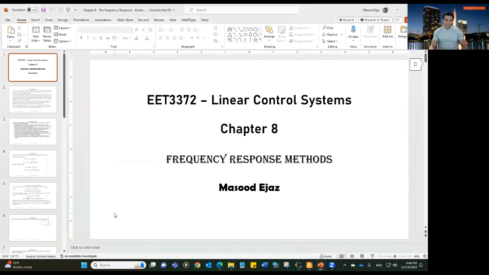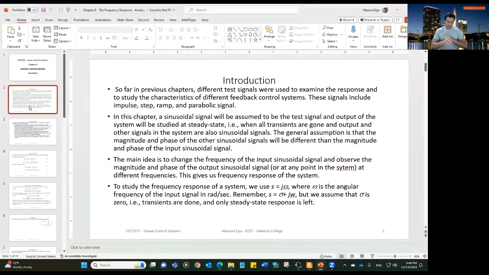Chapter 8, frequency response methods. So far the input signals that we were using, you had the impulse input. Actually, we did not really use impulse input, but you have the step input, the ramp input, the parabolic input, and you can say we had the impulse input as well. The Laplace transform of impulse input is of course 1.